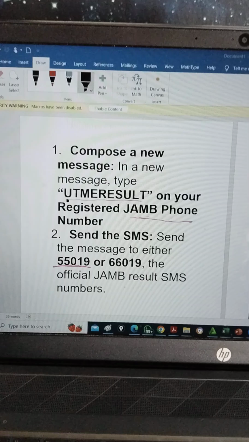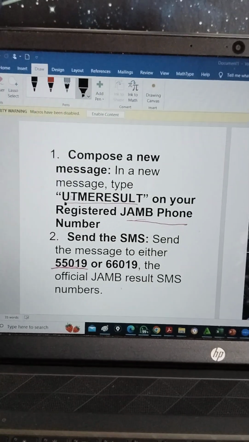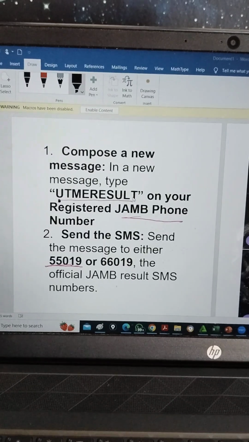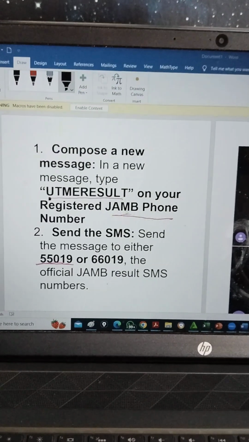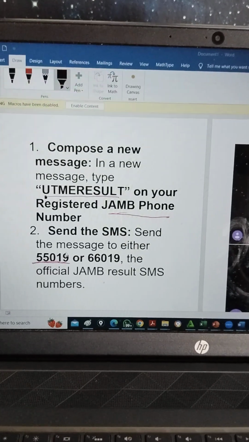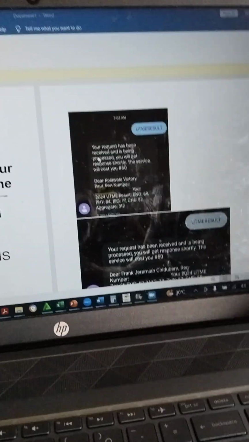So the new method is what? Just type UTME result all together, in capital letters, on your registered JAMB phone number, and send the SMS to 55019.